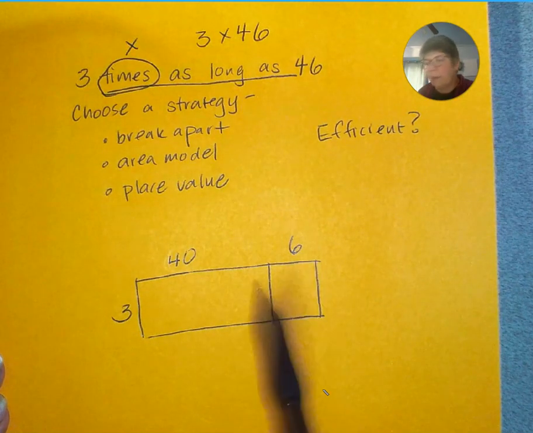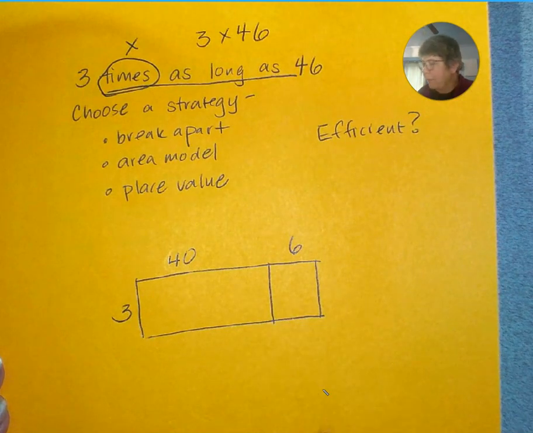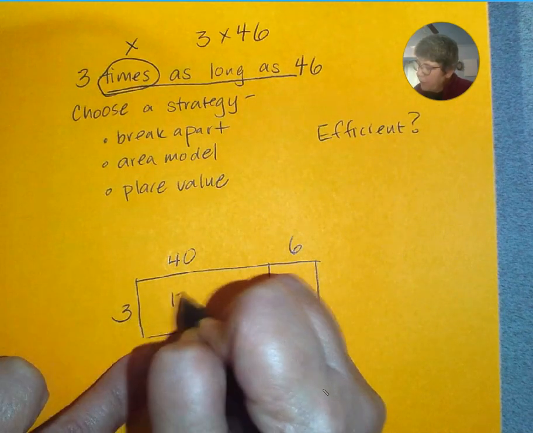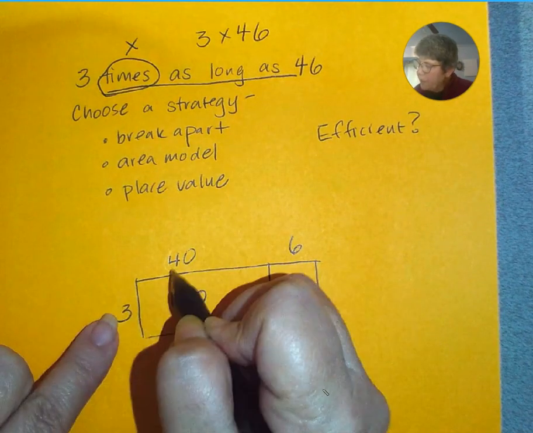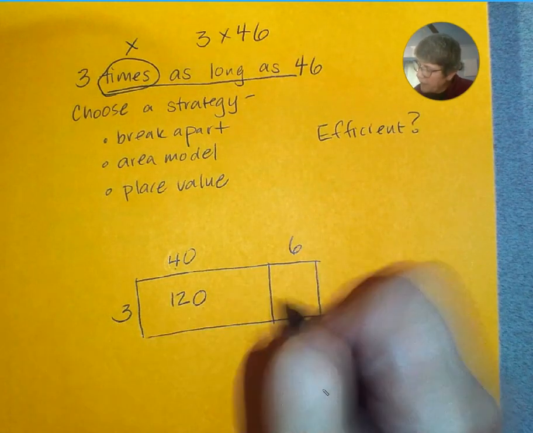And it doesn't matter where I put the line, right? 6 is smaller than 40. You can put it like that. Okay, then I'm going to multiply. 3 times 4 is 12. So 3 times 4 tens is 12 tens, or 120. 6 times 3 is 18.